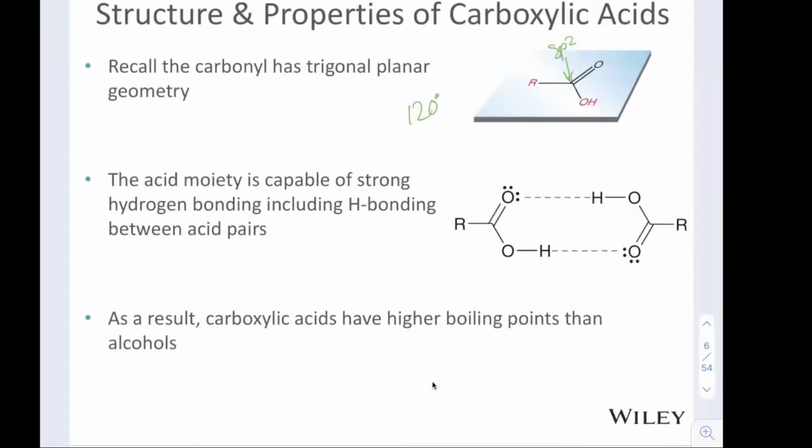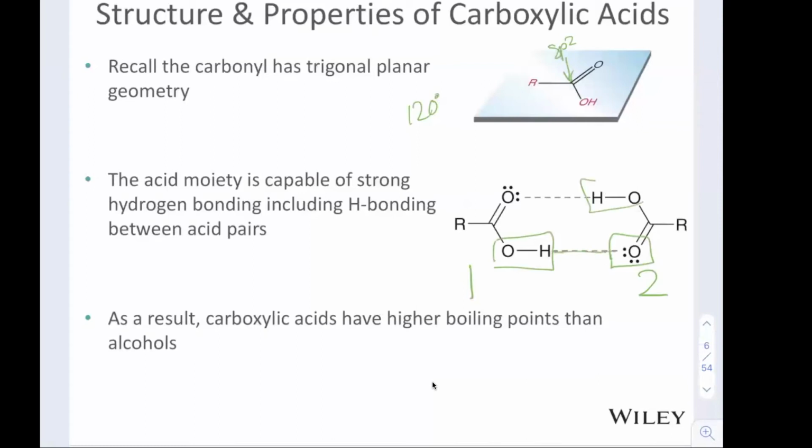Secondly, because of the OH group on a carboxylic acid, we end up forming this intermolecular interaction between two molecules of a carboxylic acid. The OH hydrogen bonds with the carbonyl oxygen of the other molecule here, and that's a strong interaction.